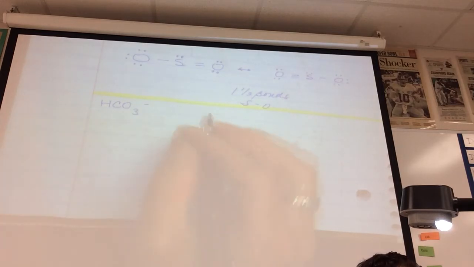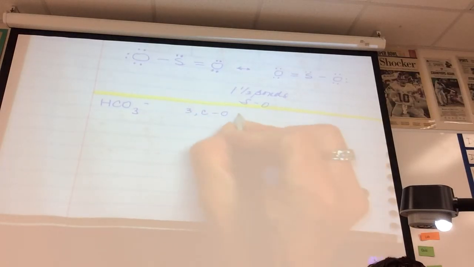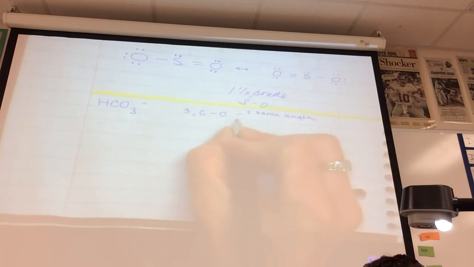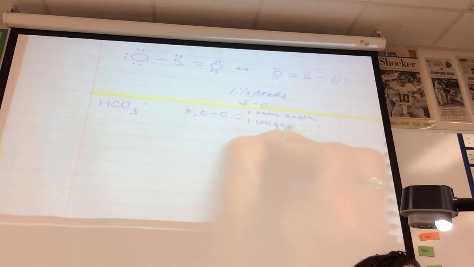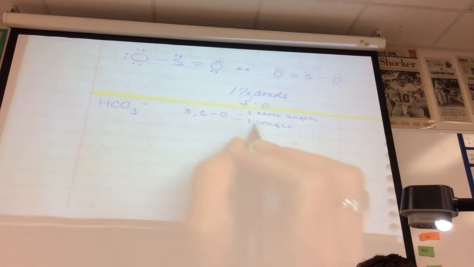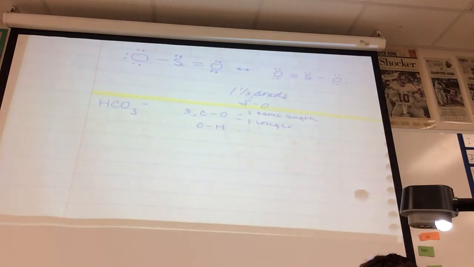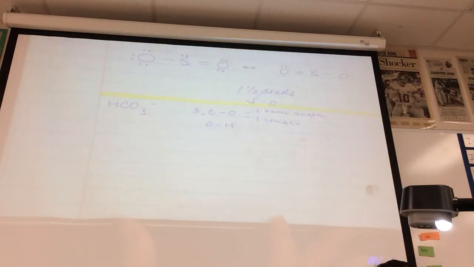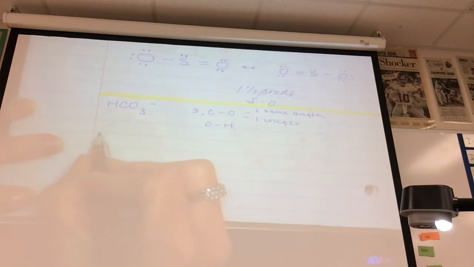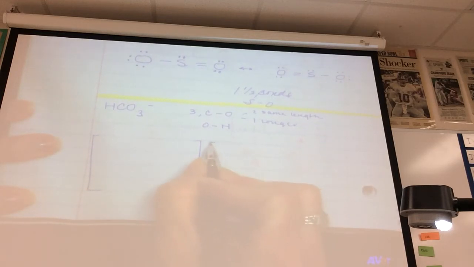It says 3 C to O bonds. It tells you that 2 have the same length and 1 is longer. Hang on. It tells you that the O is hooked to an H. It says that one of it, right? Yes. Well, you only have one H, right? What do you think is central? Carbon, and you're of course going to use brackets with a negative charge, right?